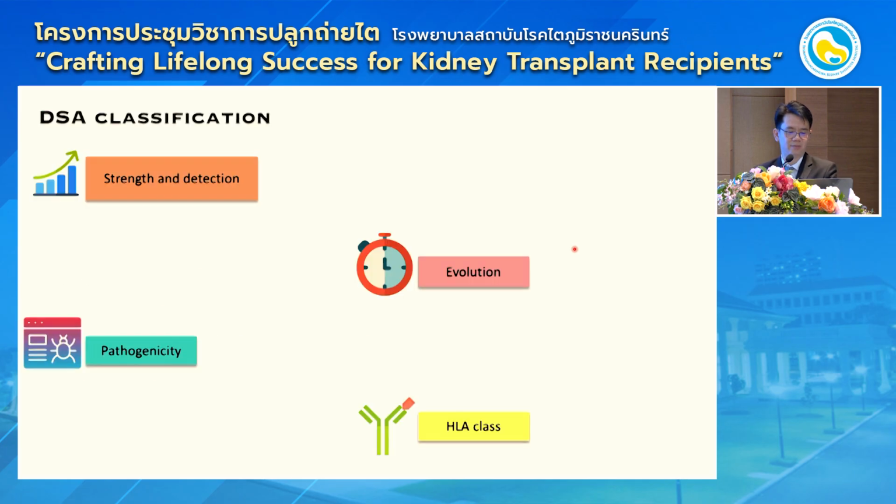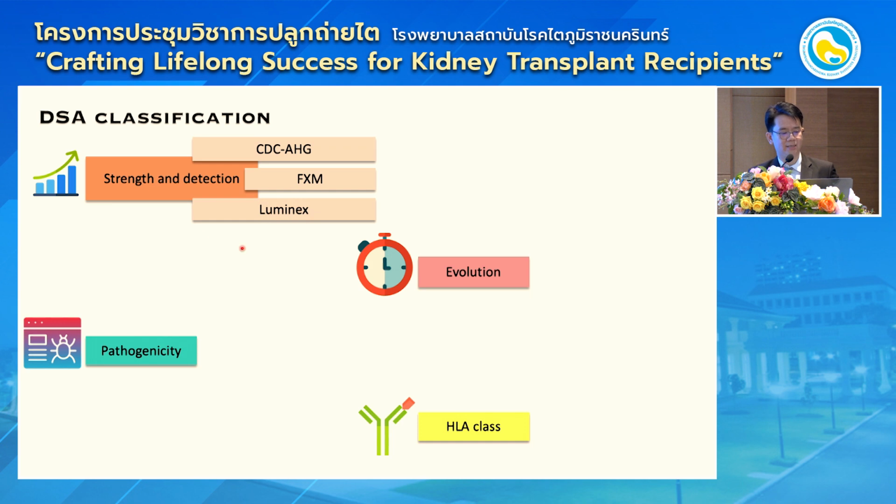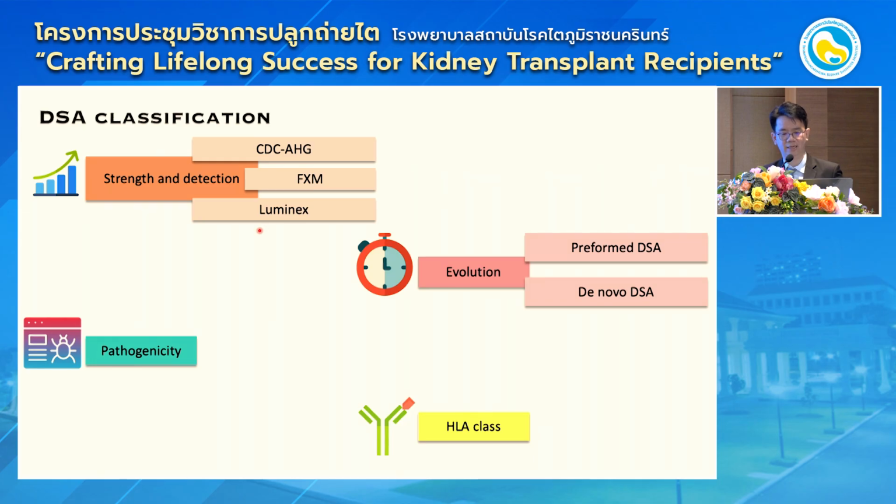So we will start from the classification of the DSA. According to the DSA, we can classify by strength of the detection. We can divide that into CDC, AHG, and flow cross-match, which now in Thailand, we have moved to flow cross-match already, and or Luminex detection. And for the evolution of the DSA, we can divide it into pre-formed DSA and de novo DSA.